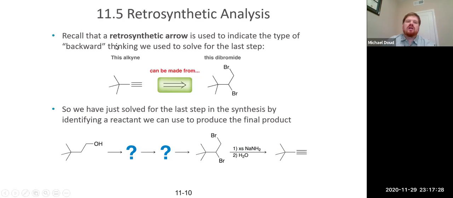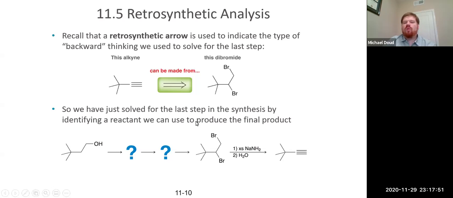Okay, now, so we know that this alkyne can be made from this dibromide, because the way that you do that is you just do 2 elimination reactions in a row using excess of a strong base like sodium amide. So that's the most common one, sodium amide excess, and then protonate it with water. So that's our final step there.